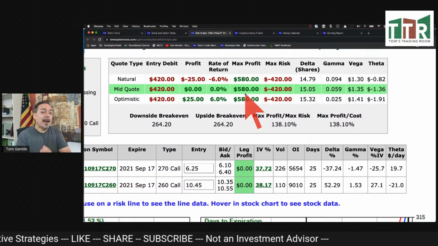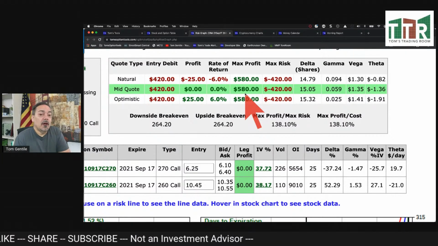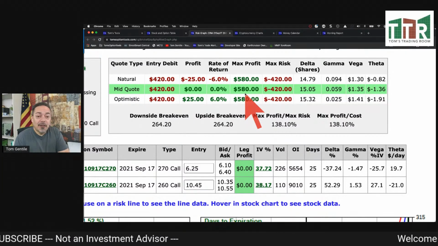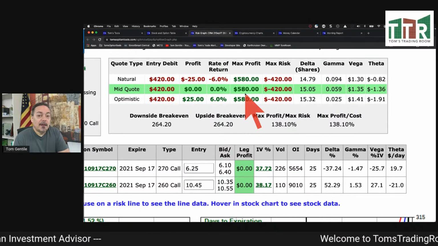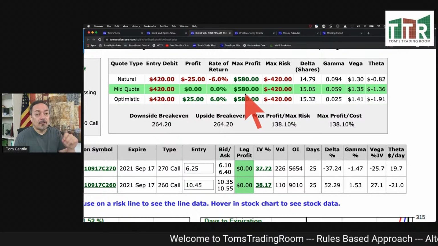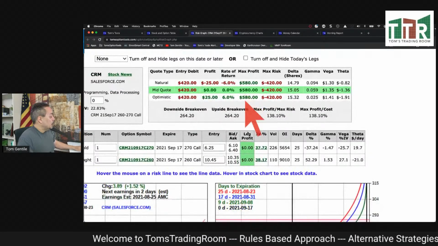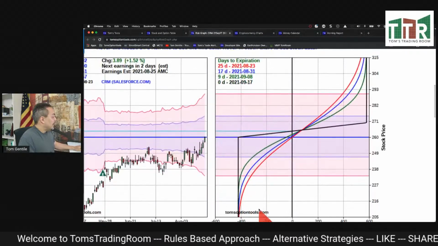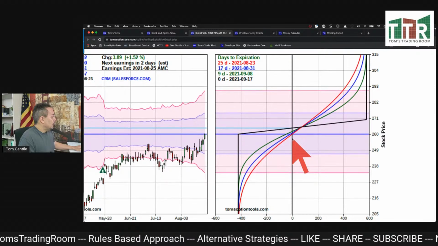But in order to capture that more than a double, CRM's got to be above 270, it's got to be at or above 270 on September 17th. This is what the trade looks like going into today. So here's the chart today.